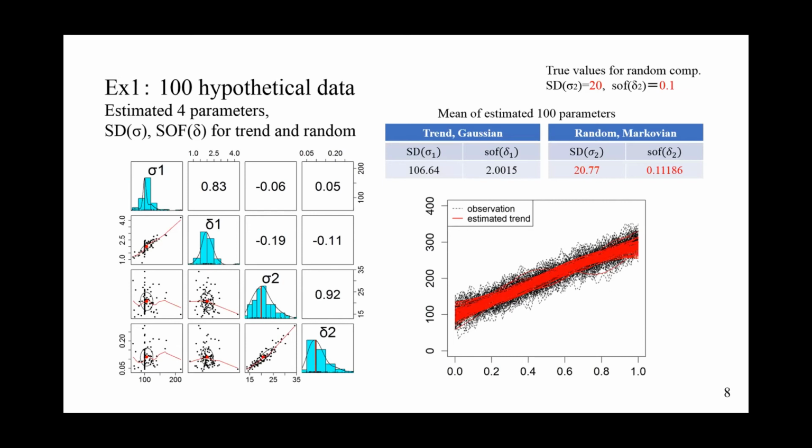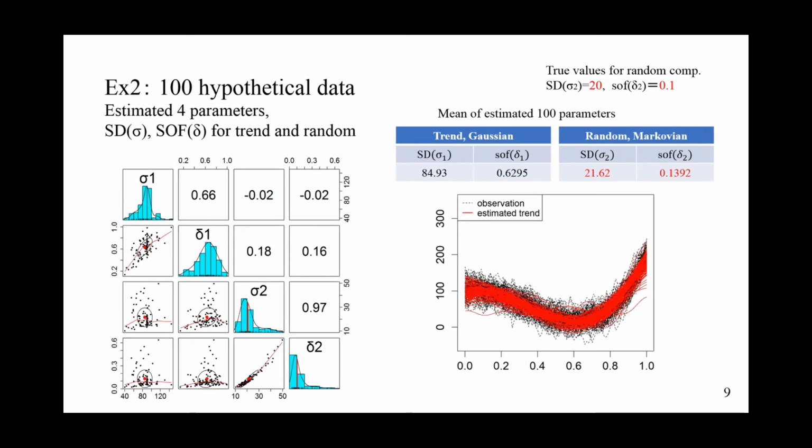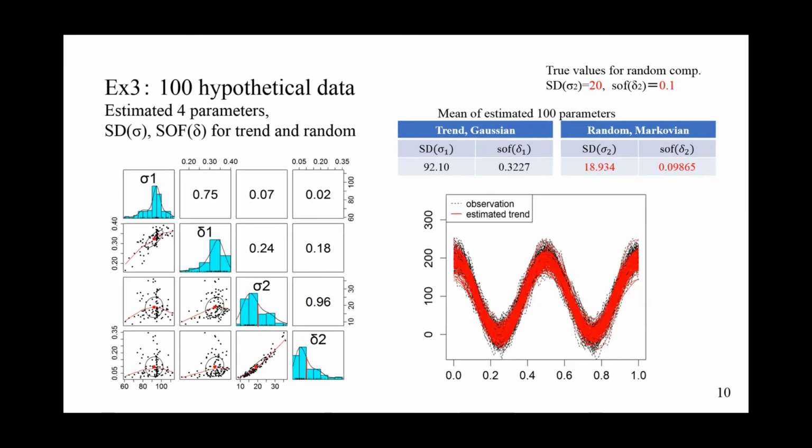And these red lines are the estimated trend components. This is the result of example 1. Example 2 is the third polynomial case. In the same way, we estimated 4 parameters like this, and we estimate the trend component like this. In the same way, we estimate example 3, in this case the cosine curve trend. And this is the estimated trend curve. Not so bad, isn't it?